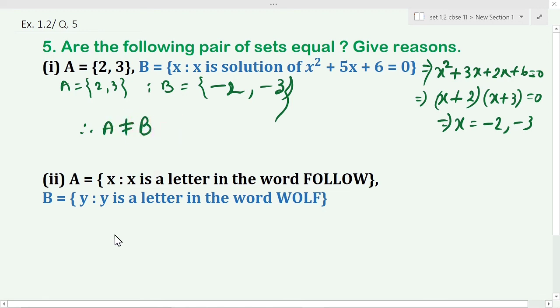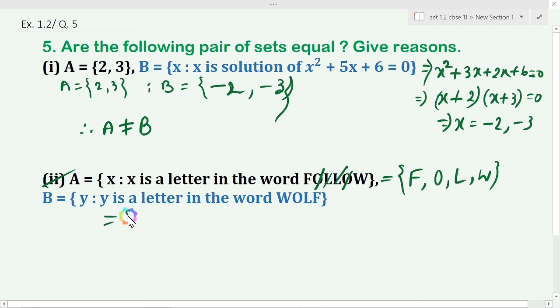Okay, now question number 2, X is a letter in the word flower. So please follow me. So the elements of set A are F, L, O, W, R, we take the distinct elements. Because there are 2 O, so we take 1 O, and there are 2 L, so we take 1 L, because a set contains distinct elements.